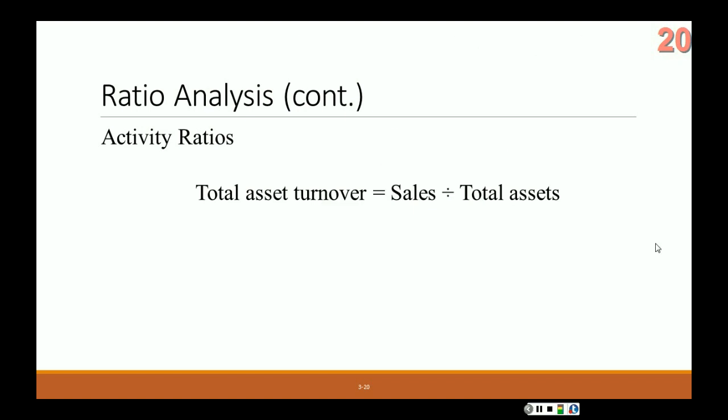Total asset turnover. How quickly are our assets turning over? Sales over total assets. For Bartlett Company, we have sales in 2012, 3,074. We divide that by our total assets, found on the balance sheet, 3,597. And that gives us 0.85.